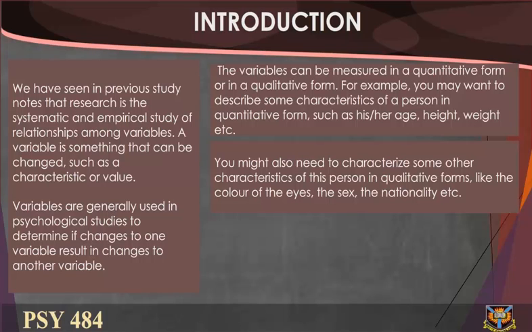For example, you may want to describe some characteristics of a person in quantitative form, such as his or her age, height, weight, etc. You might also need to characterize some other characteristics of this person in qualitative forms, like the color of the eyes, the sex, the nationality, etc.